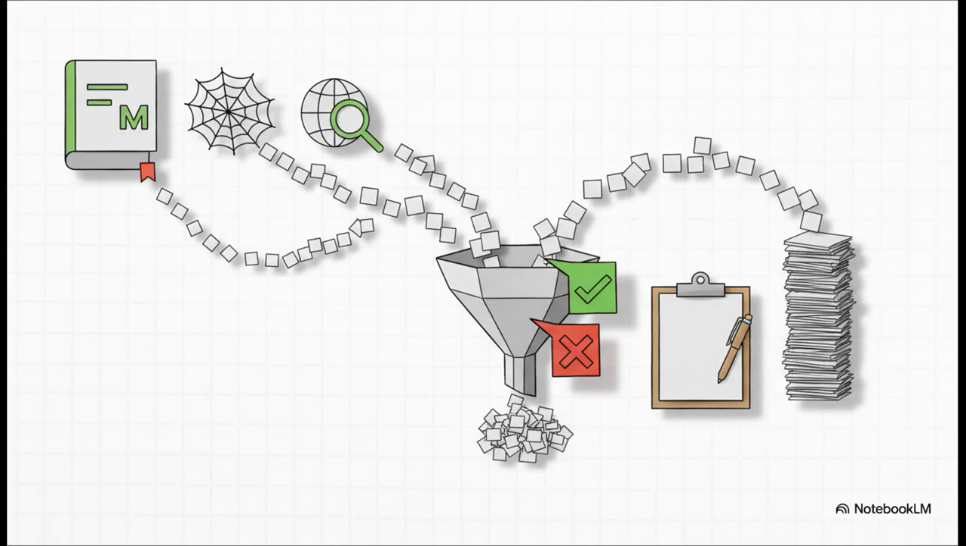So pick your databases, define your search terms, and get super clear on your inclusion and exclusion criteria. What's in, what's out, and you have to document everything. It might seem tedious, but that transparency is what makes people trust your work.